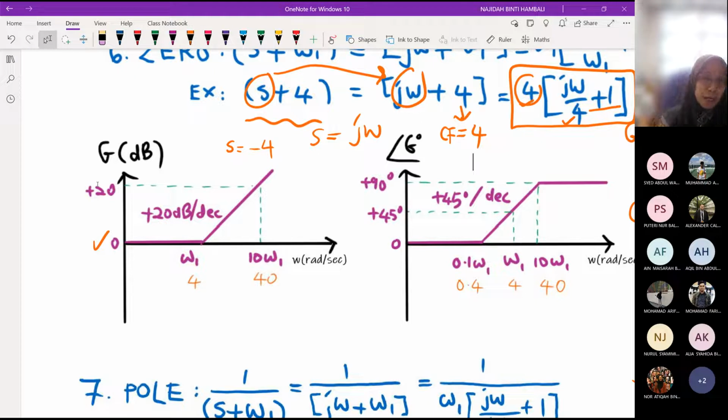Okay, now, for the magnitude plot, below the cutoff frequency 4, this is your cutoff frequency or your 0. Below the cutoff frequency, the slope is 0 dB per decade. Any straight line is 0 dB per decade for magnitude, and in phase, the slope is 0 degree per decade. For frequency larger than the cutoff frequency, in this case 4, the slope is positive 20 dB per decade.